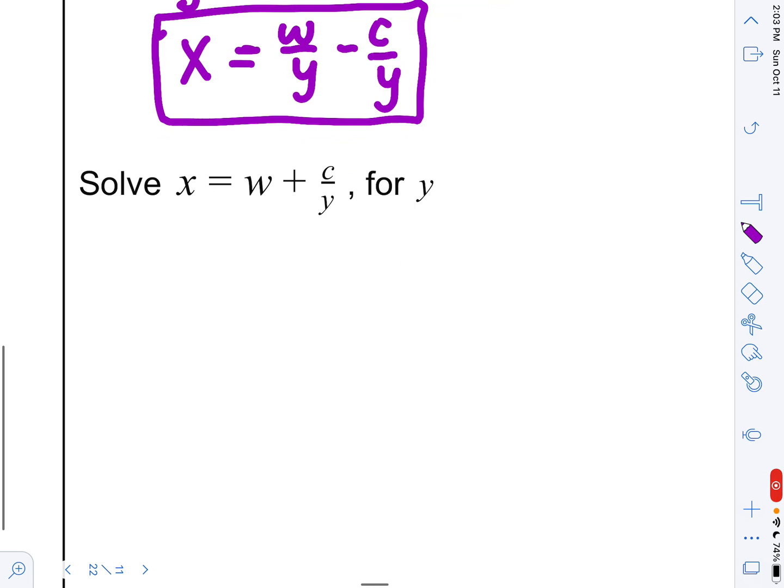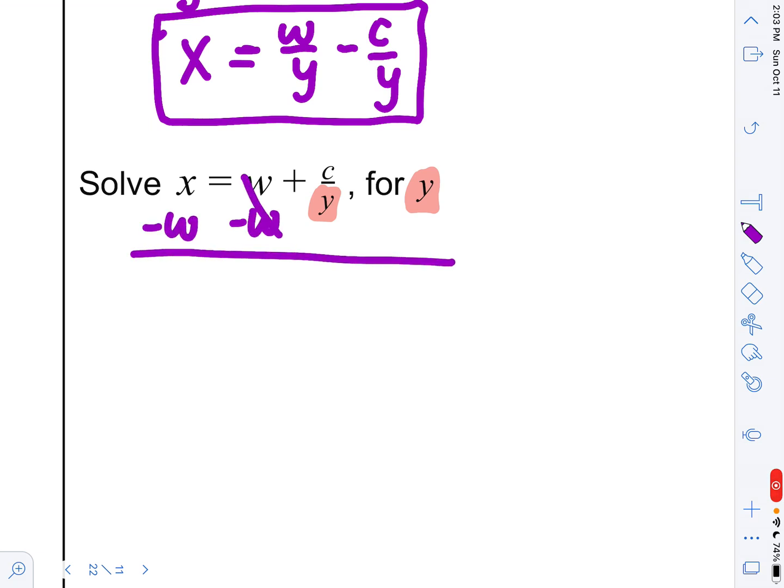All right. Now here we're solving for y. This one's definitely more difficult, okay? So, because look, y's on the denominator here. But let's think, okay, so remember how I said we don't touch this till the end, so I'm not going to touch that one. I'm going to move the w to this side. So I'm going to subtract w. Because we always want to get alone our term with the variable that we're looking for, that we're solving for. So x minus w equals c over y.